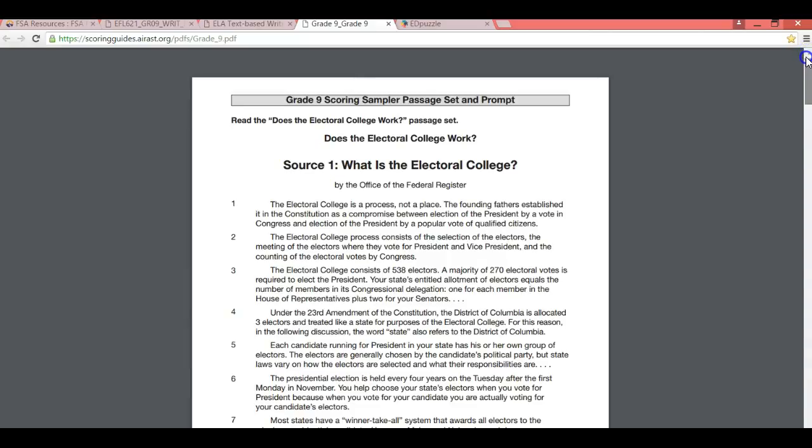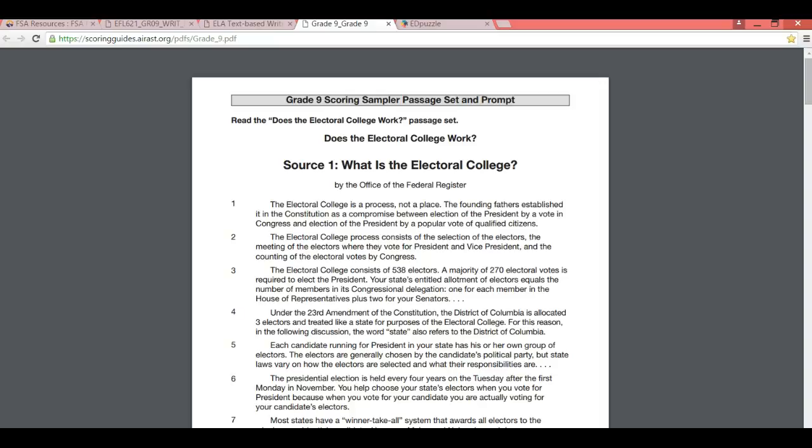Okay, so this first one, Source 1, What Is the Electoral College? By the Office of the Federal Register. The Electoral College is a process, not a place. The Founding Fathers established it in the Constitution as a compromise between election of the President by a vote in Congress and election of the President by a popular vote of qualified citizens.